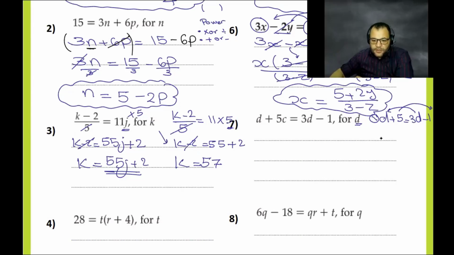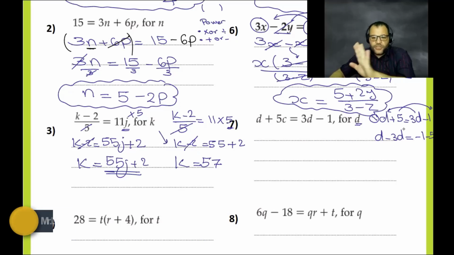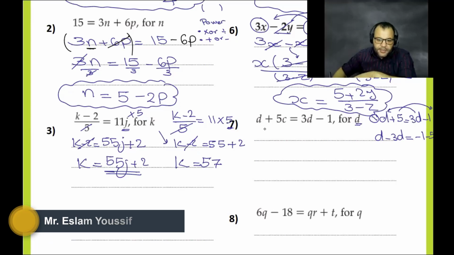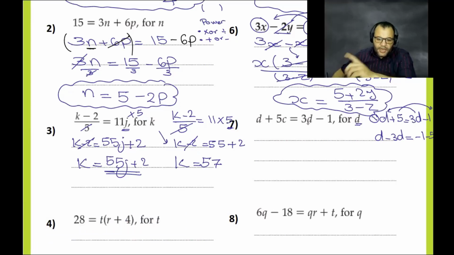So how do we solve the one at the left? D minus 3D equals negative 1 minus 5. Minus negative 2D. Any problem for this step? No. Okay. Can you apply it here? Apply it at the left. I will do the step at the right, then apply it at the left.